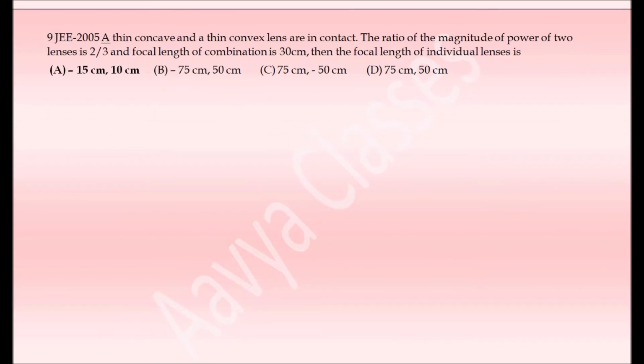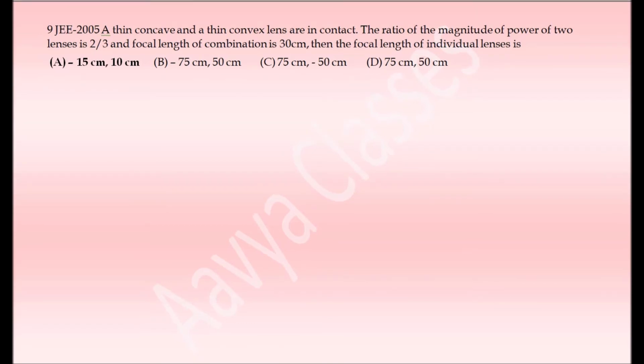And this problem I have picked from JEE 2005. A thin concave and thin convex lens are in contact. The ratio of magnitude of power of the two lenses is 2 by 3 and the focal length of the combination is 30 centimeter. Then you have to calculate the focal length of the individual lenses.